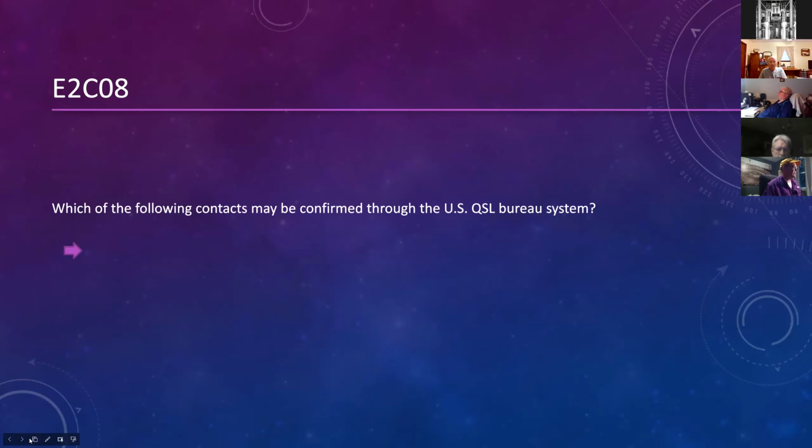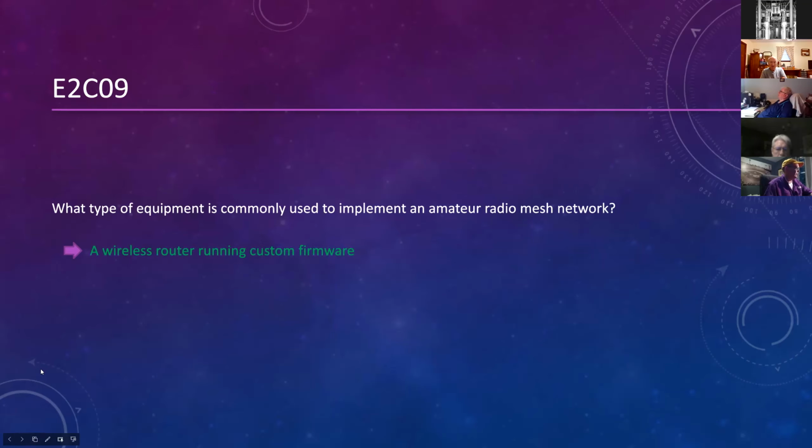Which of the following contacts may be confirmed through the US QSL Bureau system? And that's contacts between a US station and a non-US station. What type of equipment is commonly used to implement an amateur radio mesh network? That's what I was talking about a minute ago. A wireless router running custom firmware. So, off-the-shelf hardware.